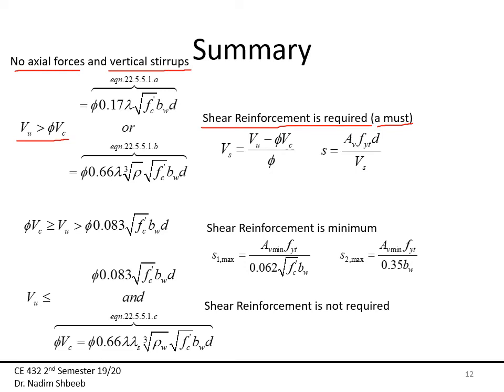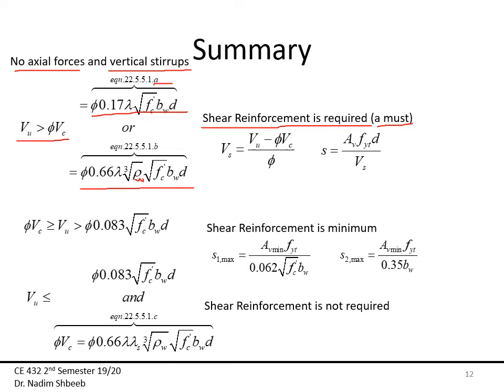Now, phi Vc, I can calculate it from two equations. The first one is this, which we called equation A, and this is what used to be the old simple shear equation in the ACI 14 code, or the new one right here, which is 22.5.5.1b, and the only addition here is the cubic root of rho web.